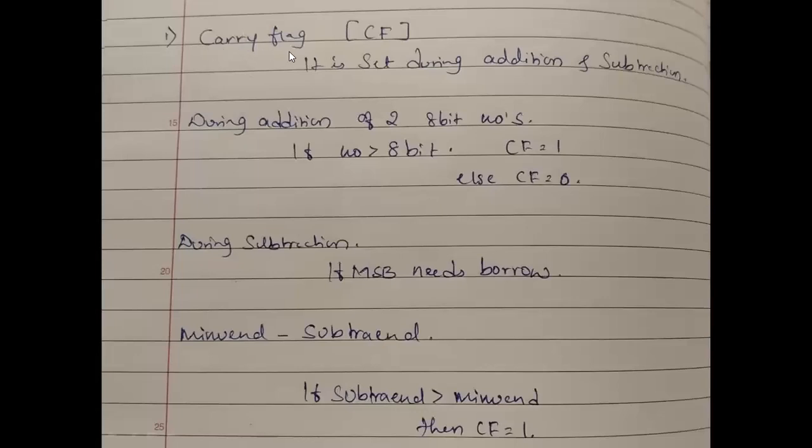So the first one, carry flag. Carry flag is denoted as CF. Carry flag is set during addition and subtraction. During addition of two 8-bit numbers, if the result is greater than 8 bits, then carry flag is equal to 1, or else carry flag is 0. During subtraction, if the MSB needs any borrow, then carry flag is equal to 1.